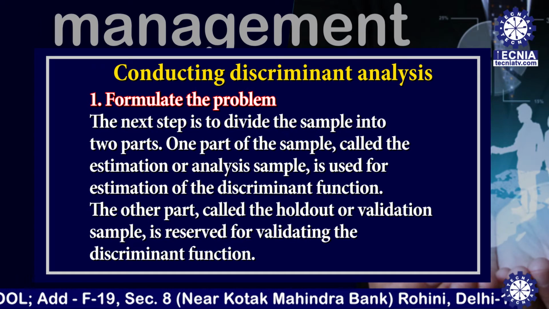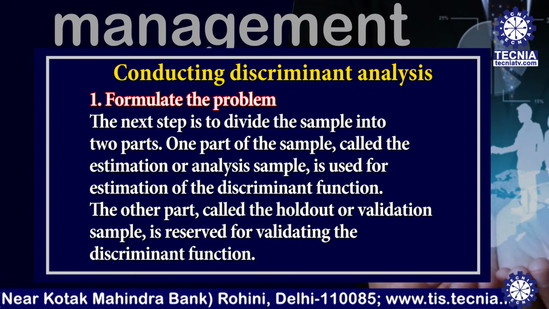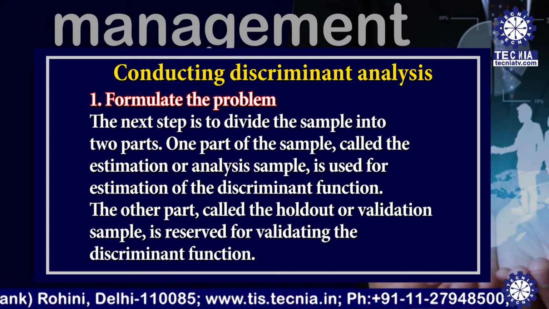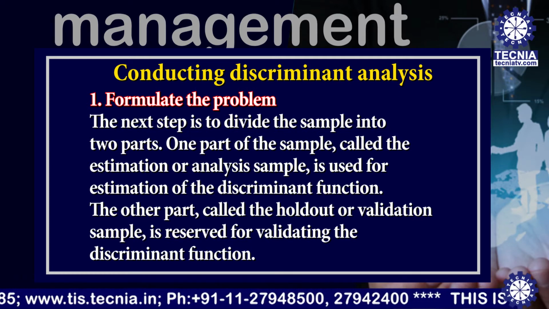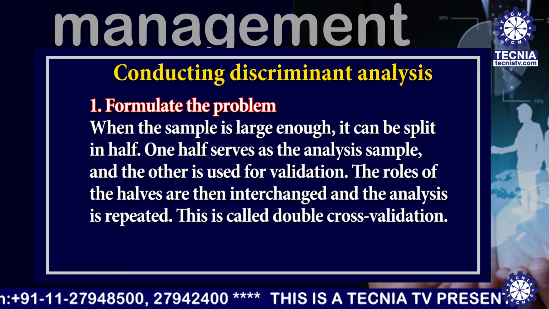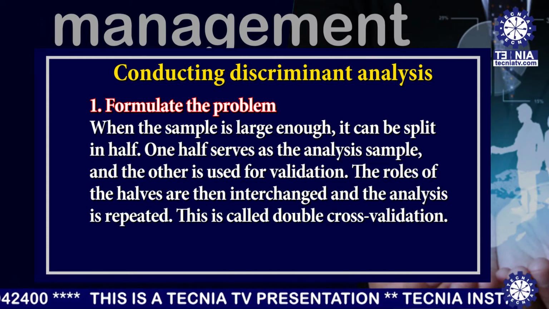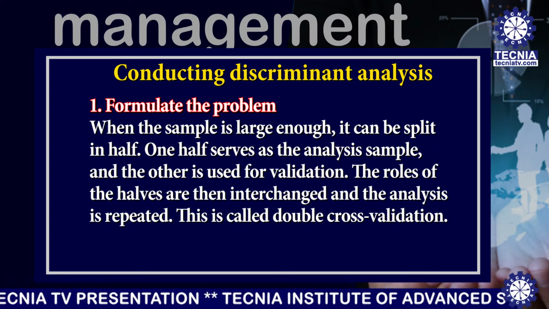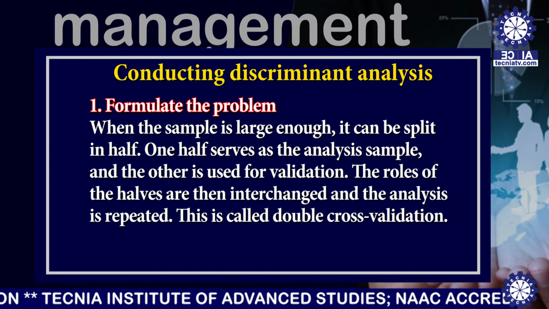The next step is to divide the sample into two parts. One part of the sample, called the estimation or analysis sample, is used for the estimations. The other part, called the holdout or validation sample, is reserved for validating the discriminant function. When the sample is large enough, it can be split in half. One half serves as the analysis sample and the other is used for validation. The roles of the halves are then interchanged and the analysis is repeated. This is called double cross validation.